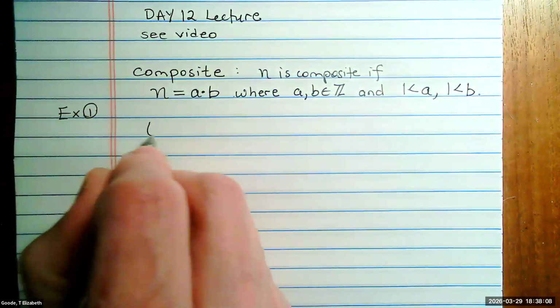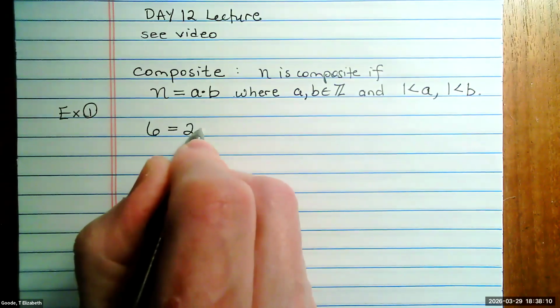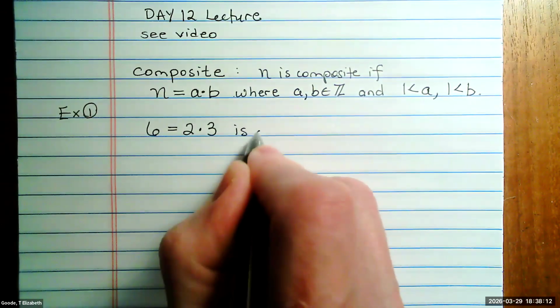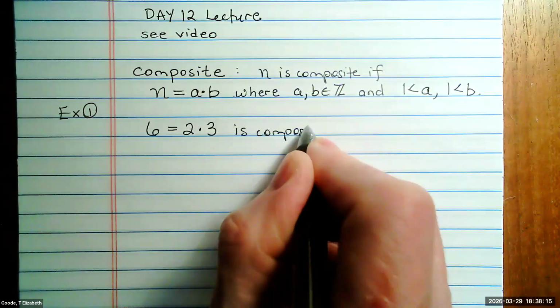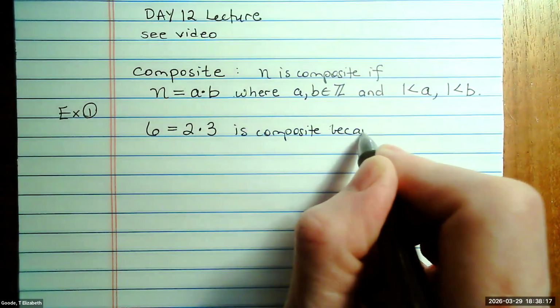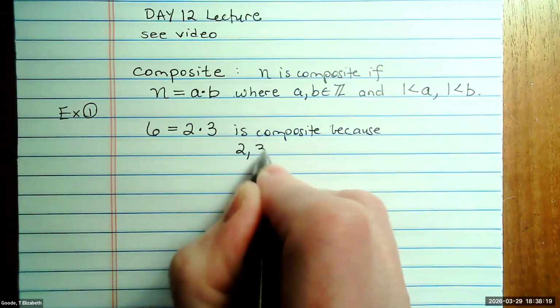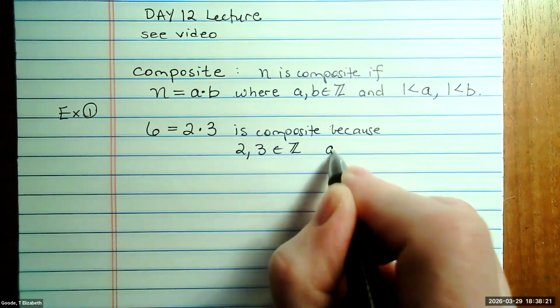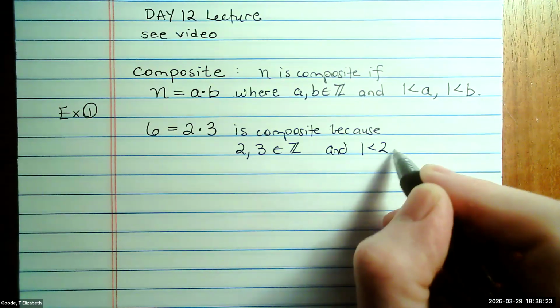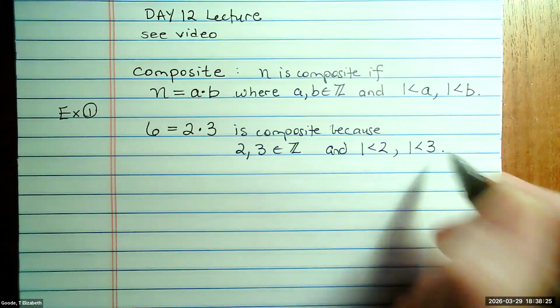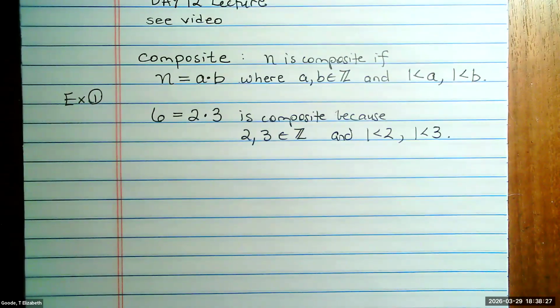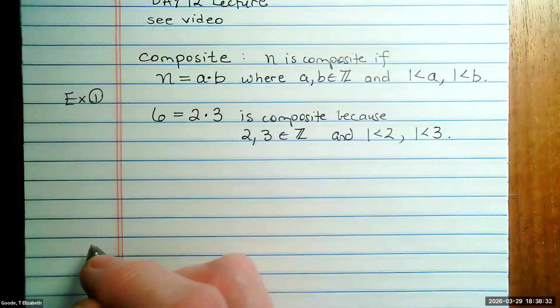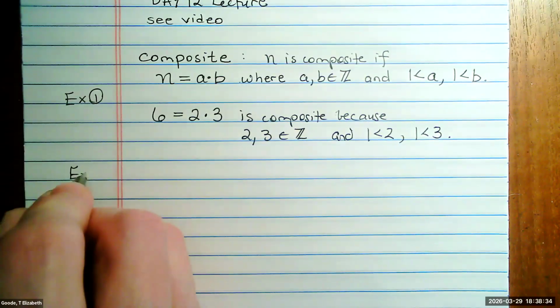Let's look at an example. 6, which equals 2 times 3, is composite because 2 and 3 are integers, and 1 is less than 2, and 1 is less than 3. Does that make sense? Yes, it does. Okay. I'm sure that's what you meant. So let's look at another example.